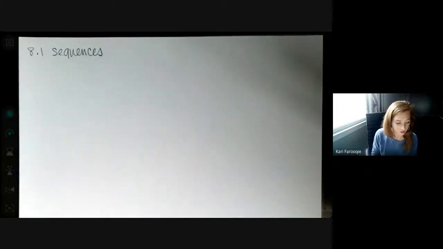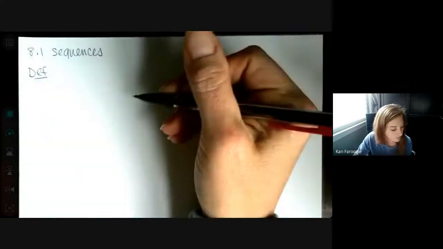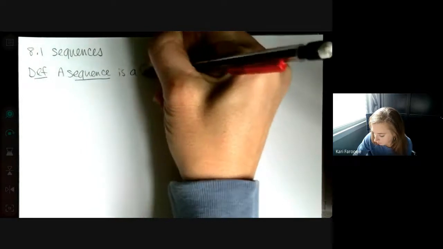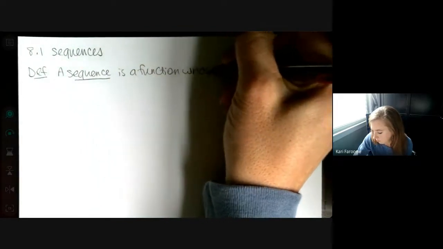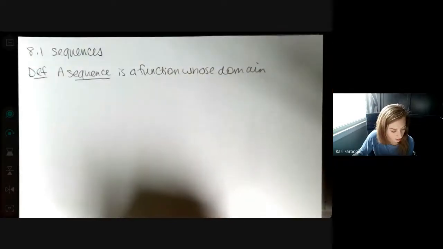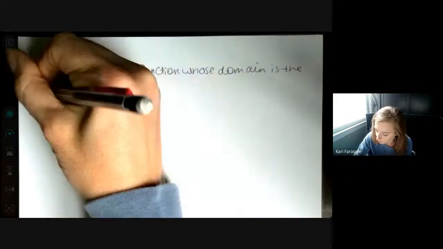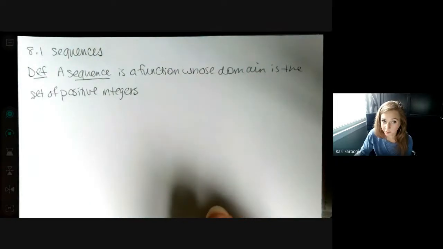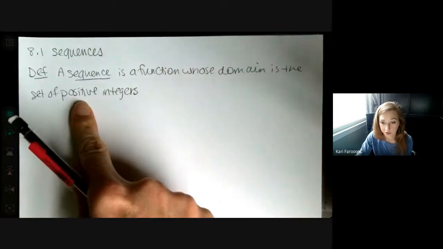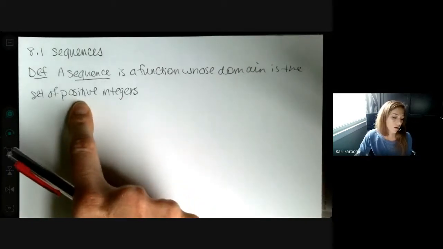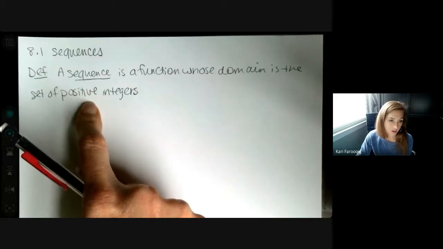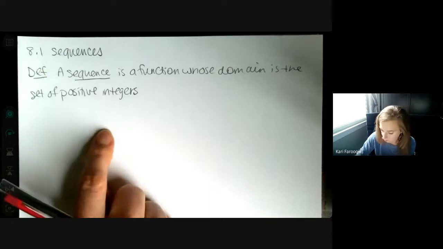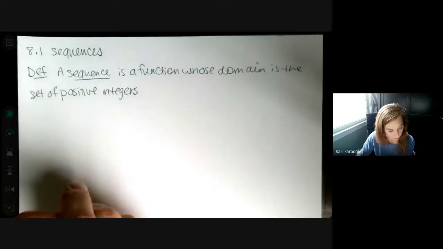So this is chapter 8, section 1. I'm going to give you a definition. A sequence is a function whose domain is the set of positive integers. If you don't remember what integers are, they're whole numbers that can also be negative, but in this case, we're only talking about positive integers. So we're really talking about whole numbers. However, whole numbers also include 0, and we're only strictly talking about positive integers here. So we're talking about the natural numbers, 1, 2, 3, 4, 5, 6, 7, so on and so forth, and whose range is a subset of the real numbers.